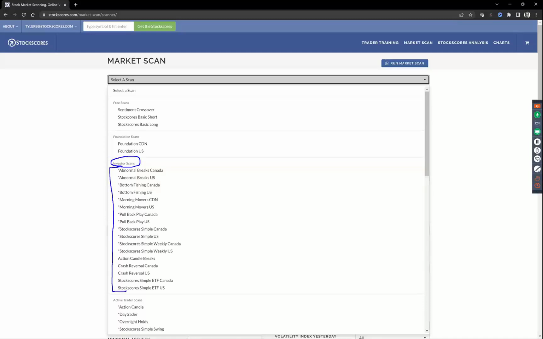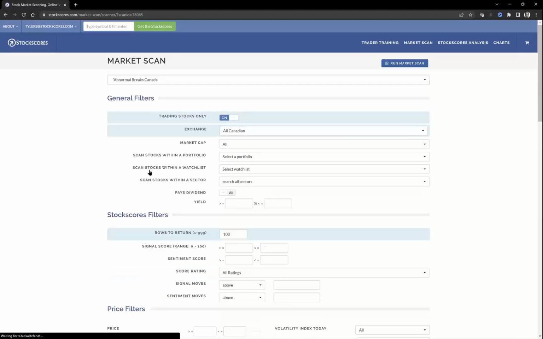Now there's a bunch of extras here, like these ones. We don't actually use these. These are old scans that I may have taught in the last 20 years. And I keep them there because some people still like them. But the ones that are focused on in the Education Center are the ones with the asterisk. So each one of these, for example, Abnormal Breaks Canada, that strategy, okay, if I click on it, it puts in the presets for me.